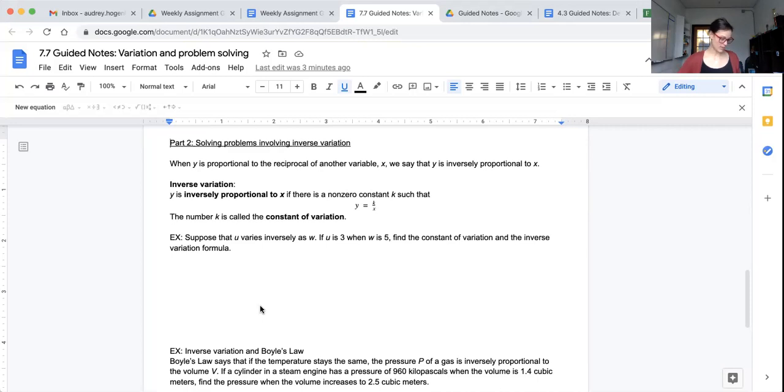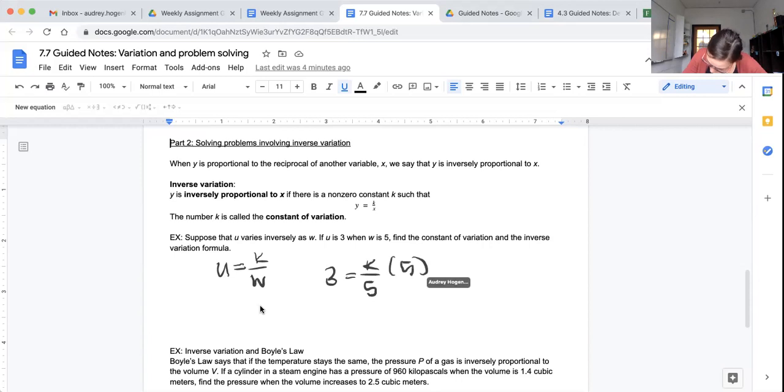So let's talk about an easy example and then a hard example. So easy: suppose that U varies inversely as W. If U is 3 when W is 5, find the constant of variation in the inverse variation formula. So since U varies inversely as W, we have U equals K over W. Then we know U is 3 when W is 5.